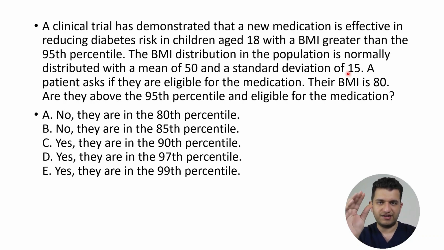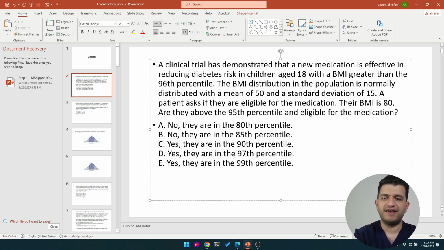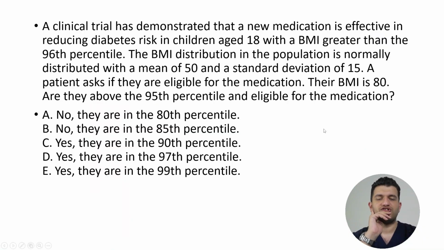So basically a clinical trial said if your BMI is more than 95th centile of the population, actually to make it easier, I'm changing it to 96th. How about that? That will make it easier for everyone to avoid any confusion. So if your BMI is more than the 96th, then you are eligible for the treatment. So 95 is completely ineligible. And this guy came to my clinic, he read the study, and he says, I want this medication. His BMI is 80. So we need to figure out if it will work for him. Is he more than 95th or 96th now or not? How will we know that?